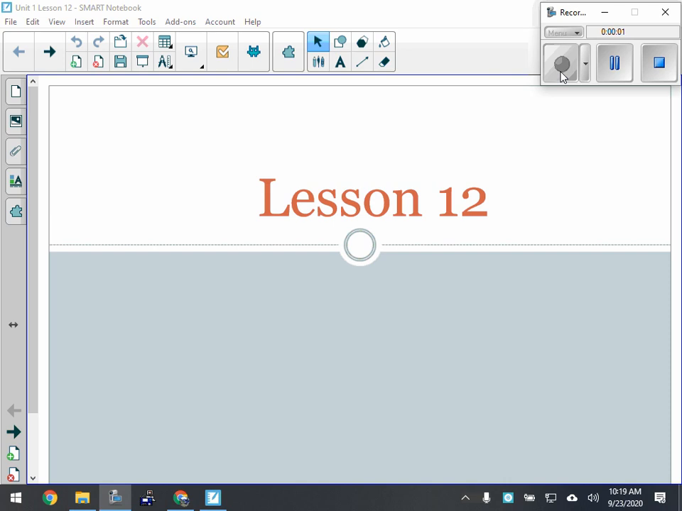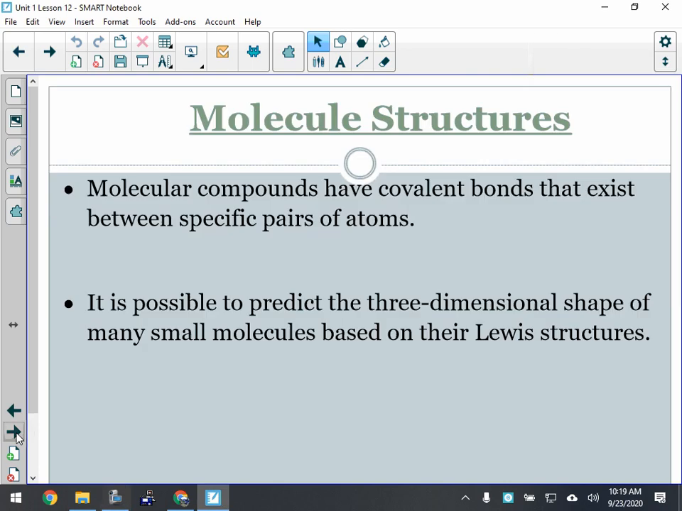I'm probably going to do a review here because, like I said, we all ended in a different spot here. But lesson 12, again, we have this part here. We have covalent bonds that exist between specific pairs of atoms. It's possible to predict these three-dimensional shapes. There's going to be 6 of them.